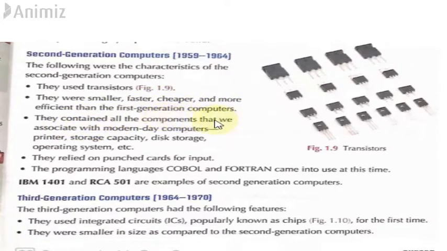They contained all the components that we associate with modern day computers: printers, storage capacity, disk storage, operating systems, etc. Previously, the computers that we used were designed for a certain purpose, but as things progressed, a computer started doing multitasking. At a time, the computer started doing a lot of things. Because of that, it also had a printer, storage capacity, disk storage, and an operating system, as we have in today's computers as well. They relied on punched cards for input.